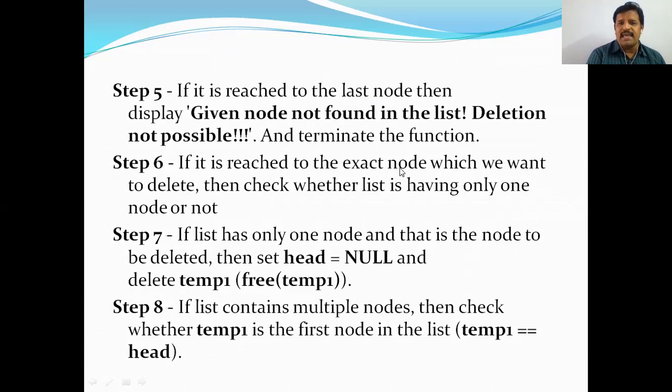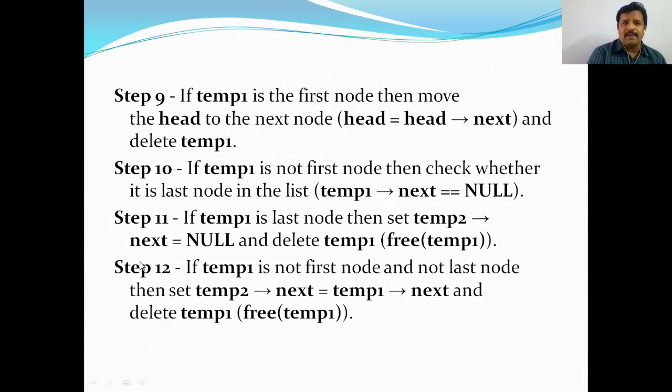If it has reached the exact node which we want to delete, then check whether the list is having only one node or not. If there is only one node, we can just remove that node. It points to the temp1 and we can just delete that particular temp. Suppose the list contains multiple nodes, right? Then check whether temp1 is the first node in the list. If temp1 is the first node, then move the head to the next node, head equal to head next, and then delete temp1.